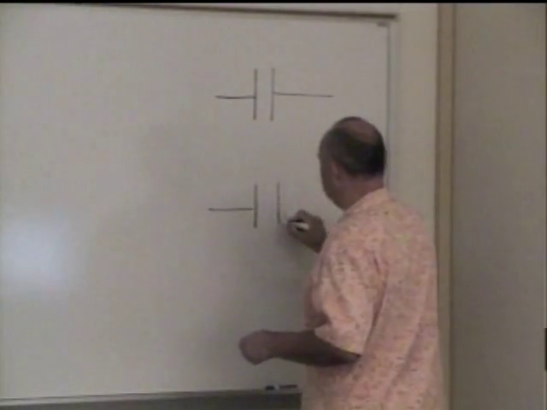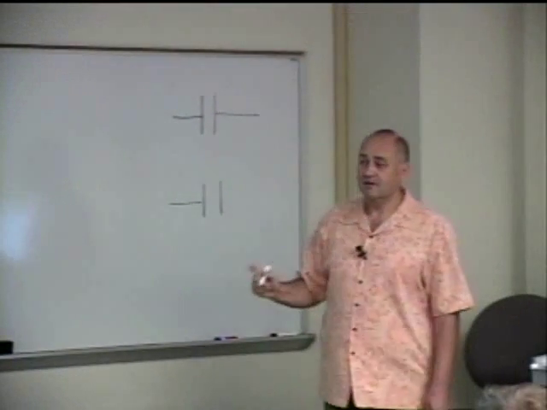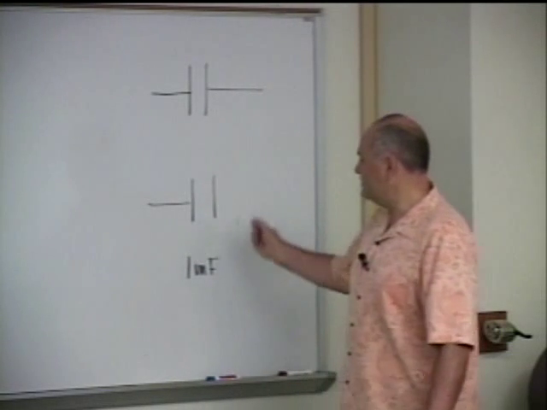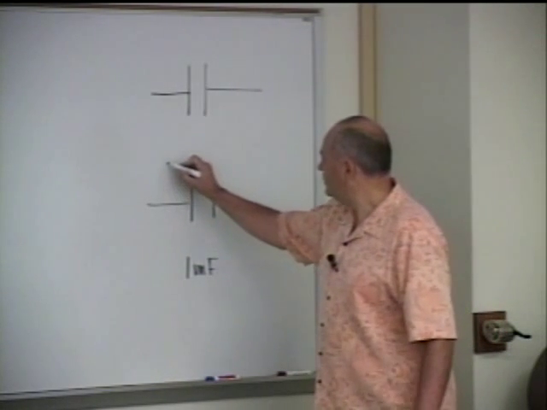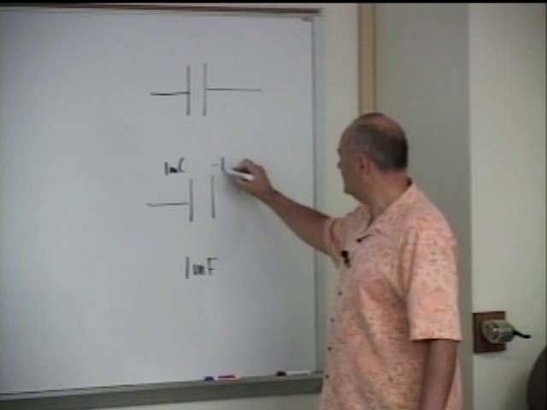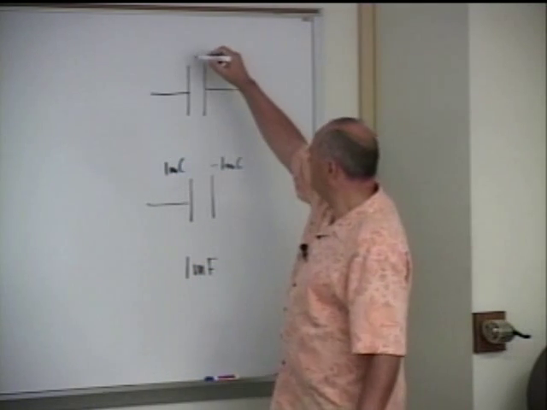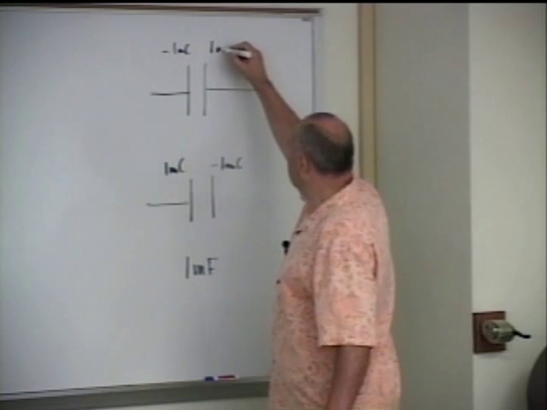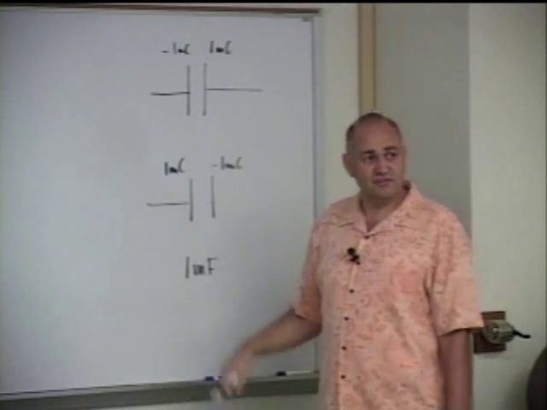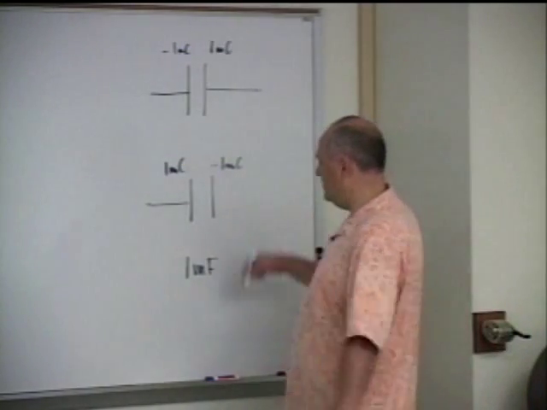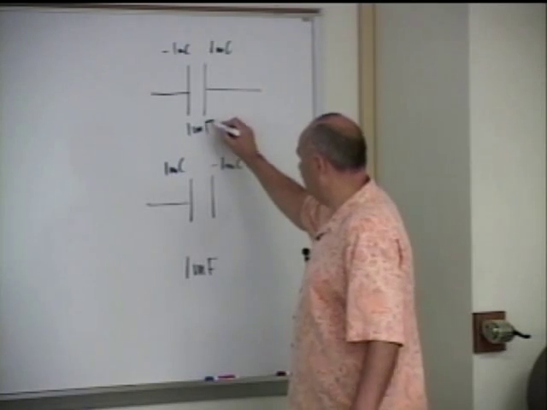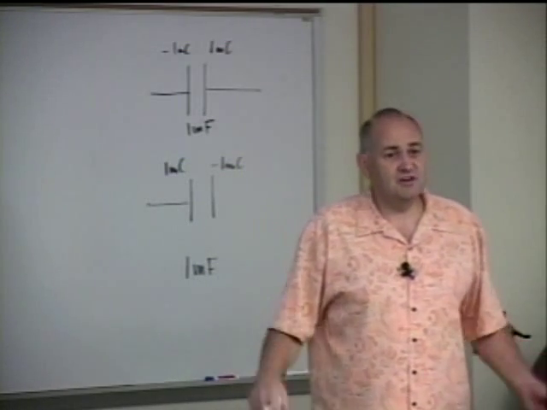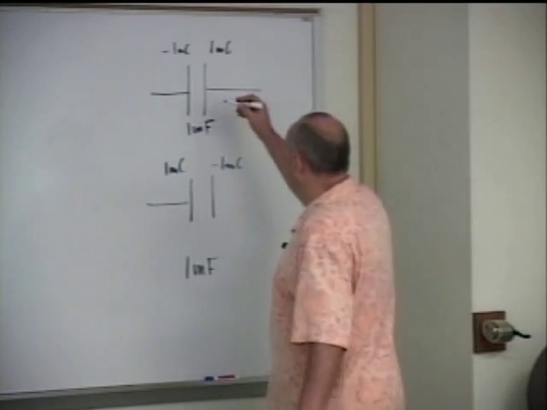We have 2 possibilities. This is just that one capacitor, a 1 millifarad capacitor. Now we can have it charged 1 millicoulomb here and minus 1 millicoulomb there, or minus 1 millicoulomb here and 1 millicoulomb there. Now the potential difference is 1 volt, right? No matter what. Because when I say potential difference is 1 volt, I'm ambiguous really. Which potential difference is 1 volt?